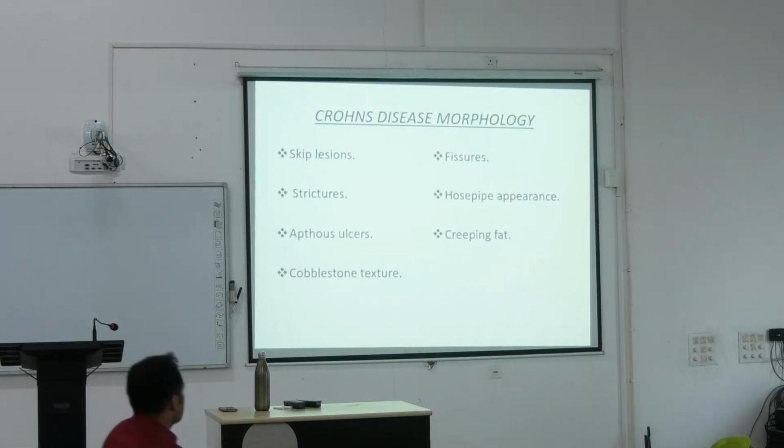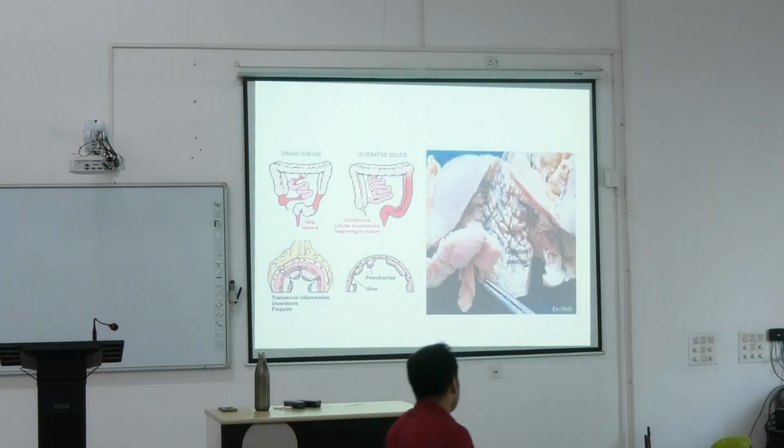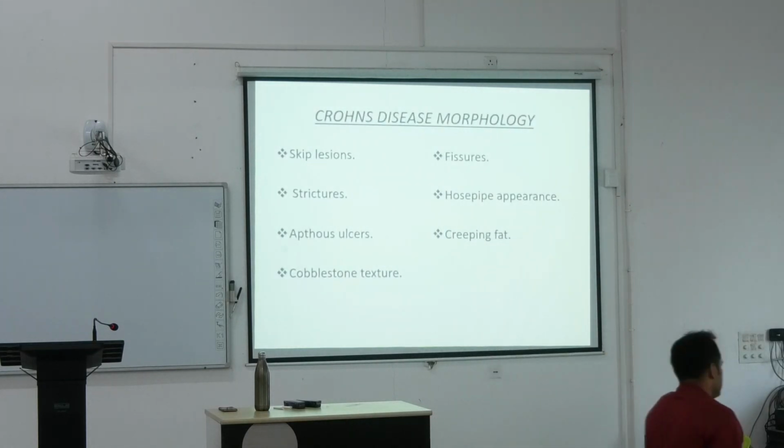So coming to the Crohn's disease morphology, straight away coming to the Crohn's disease morphology. Though I have written skip lesions initially, the first and foremost thing is ulcer. It begins with an aphthous ulcer.